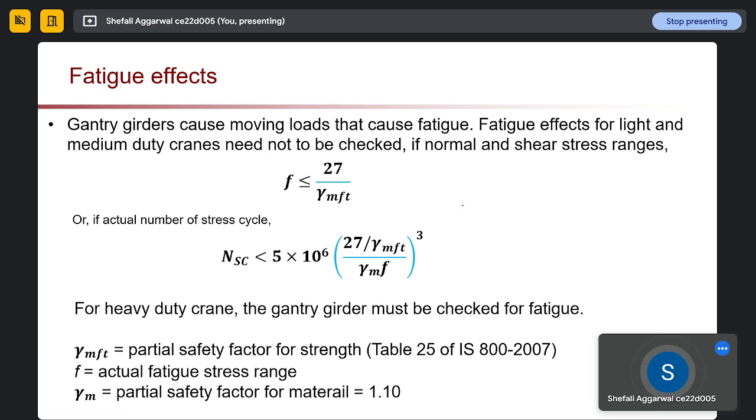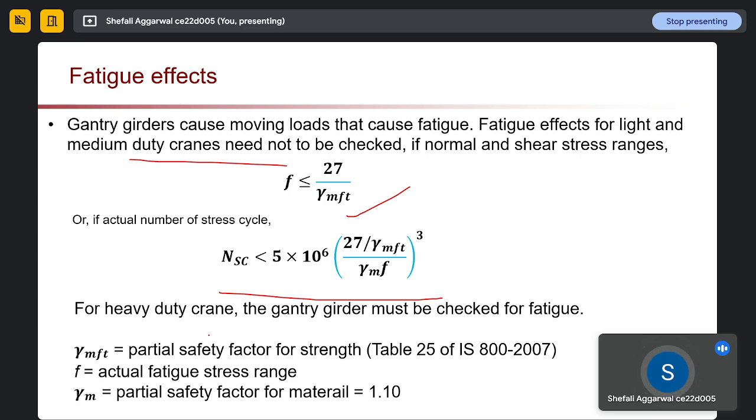Okay, next thing is the fatigue effects. In case of our gantry girder, since we have moving loads on it, there can be chances of fatigue. Fatigue means a failure due to multiple loads, continuous loading. The fatigue effect for light and medium duty cranes is given by this formula. If we know the actual number of stress cycles, then our stress cycle should be less than 5 into 10 to the power 6 of 27 by gamma MFT divided by gamma F, raised to the power cube.